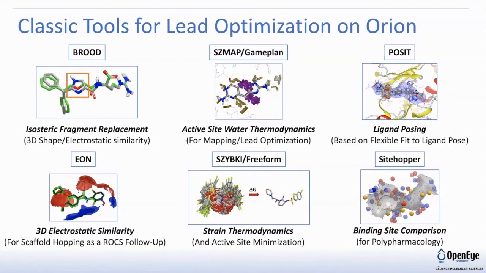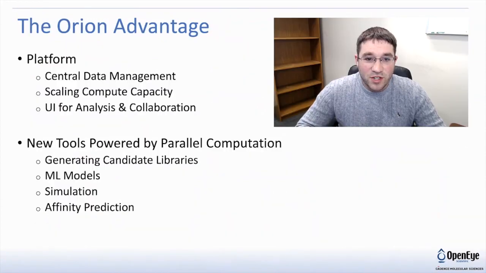Beyond enabling our traditional science, however, the massively parallel compute environment facilitated by the Orion platform also gives us a number of advantages when it comes to the development of new tools for lead optimization. These include methods for generating virtual libraries of chemical matter for evaluation, building of machine learning models in parallel, methods that harness the power of parallel simulation, and along these lines, predicting affinity of compounds using parallelizable molecular dynamics simulations.